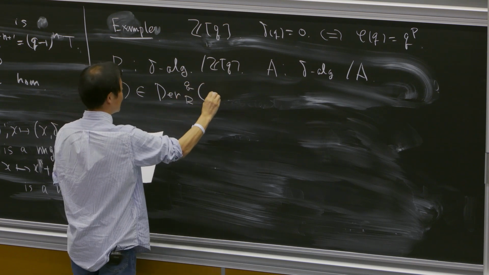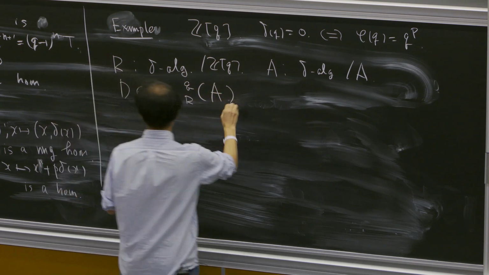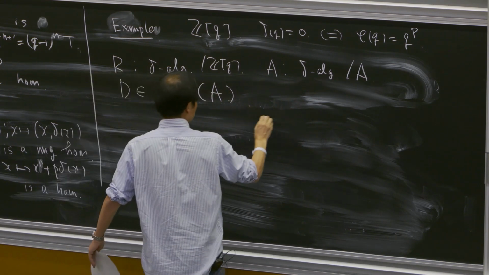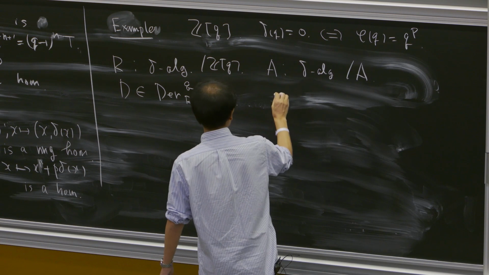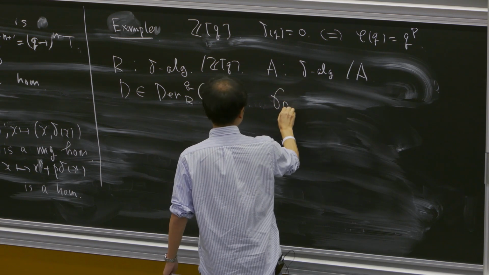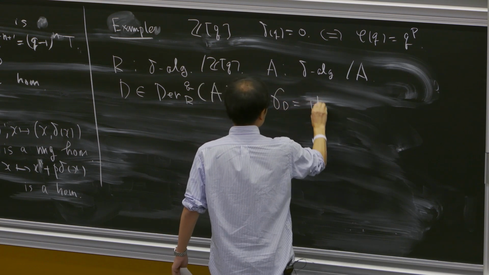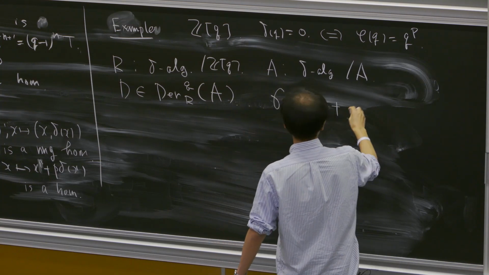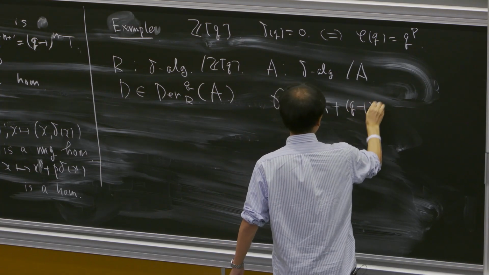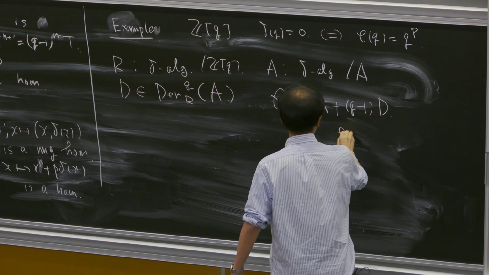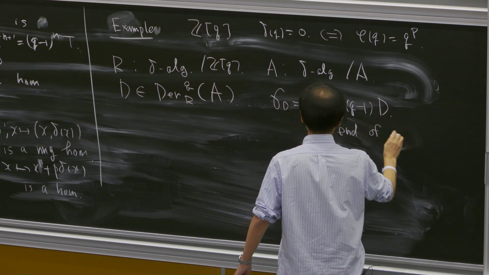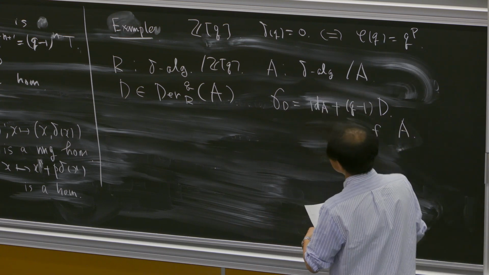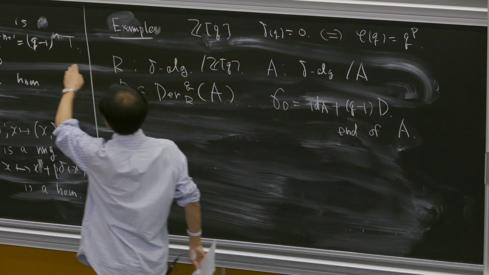And we consider this derivation, and the compatibility is related to this question. So if we consider the sum of the identity map plus (q minus 1) times D, this is an endomorphism of A. This is easy to see just by this formula.